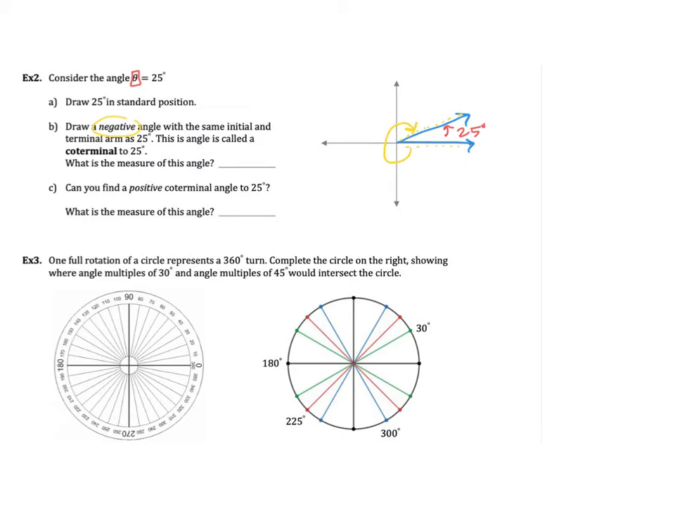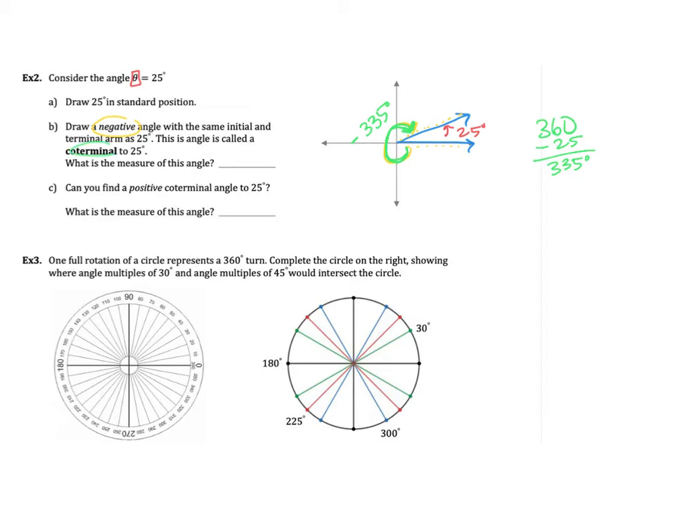So if I do that, then what am I going to end up with? Well, if I go backwards, I'm going to have a negative 335 degree angle. How do I get that? Well, one full circle is 360 degrees, so I'm subtracting 25 degrees from 360. So in order to get to that same side, I would have to go backwards 335 degrees. And so here is the indication that I'm doing that.